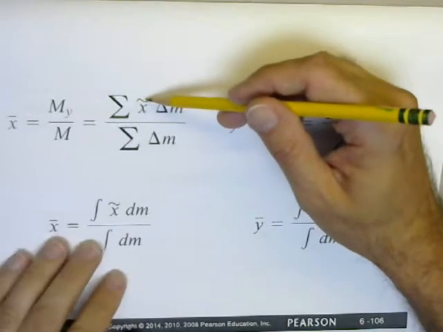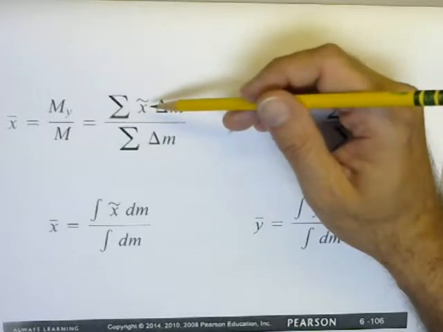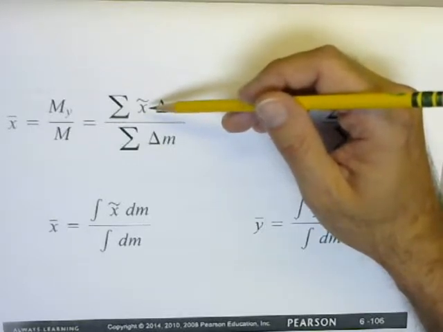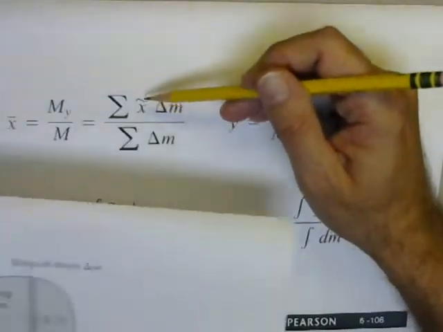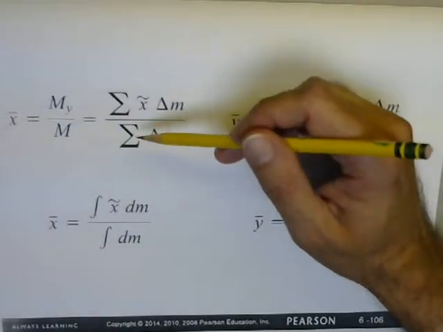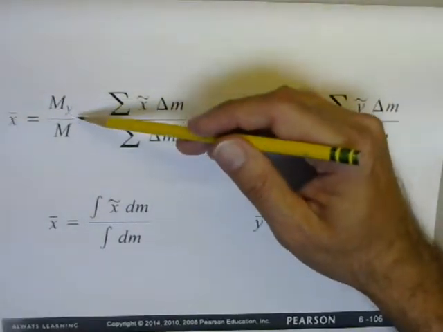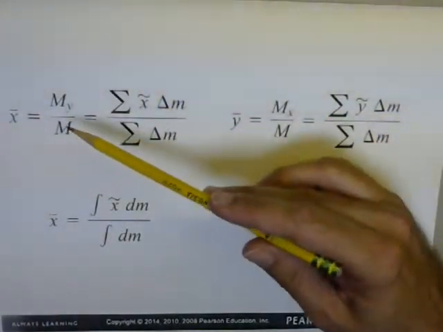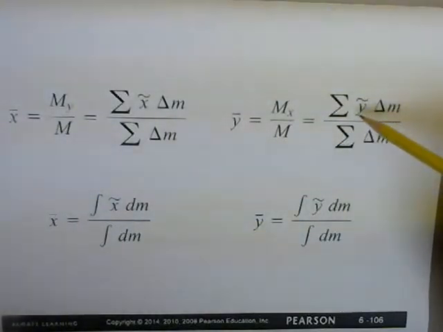the sum of the... sorry, I guess this is the center of mass of the strip, right? The sum of the center of masses in the x direction of the strip times the change in mass of the strip over the mass of the strip, right? So this will be like the mass of one of the y strips, and then the mass, or the x strips, and the mass in the y direction, right, would be the center of mass of the strip in the y direction times the change in mass over the mass of the strip.